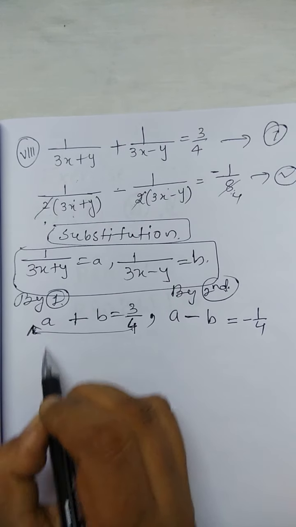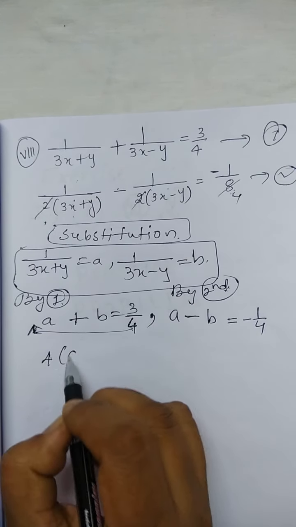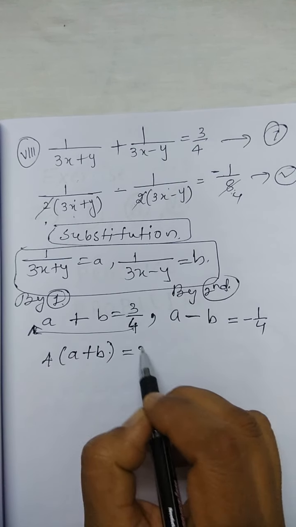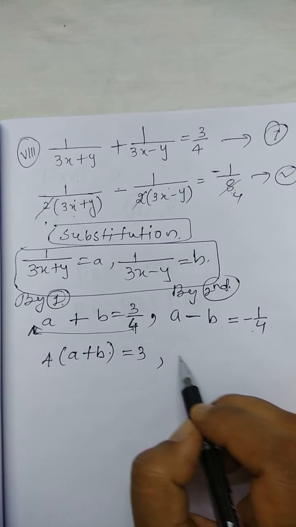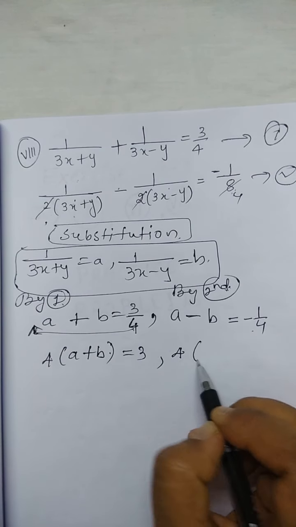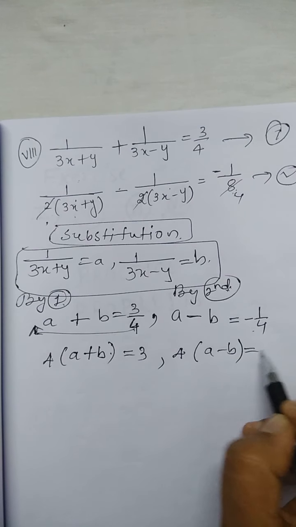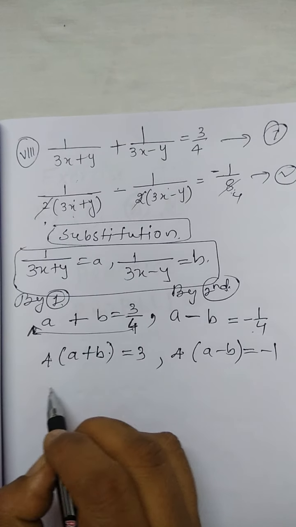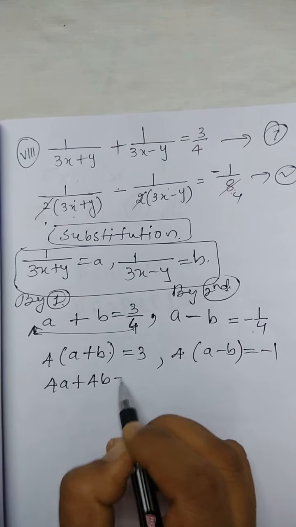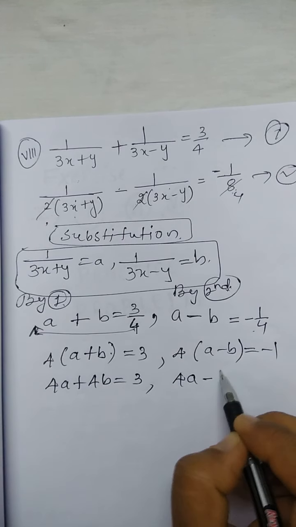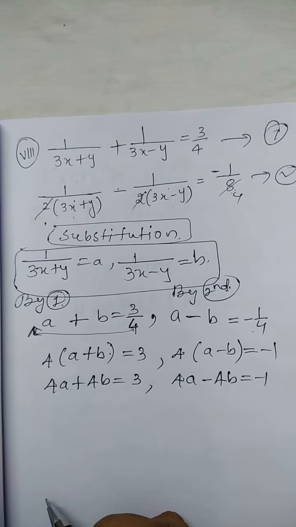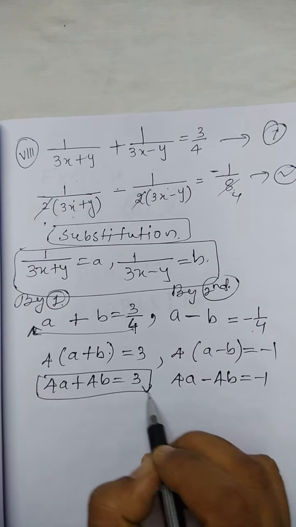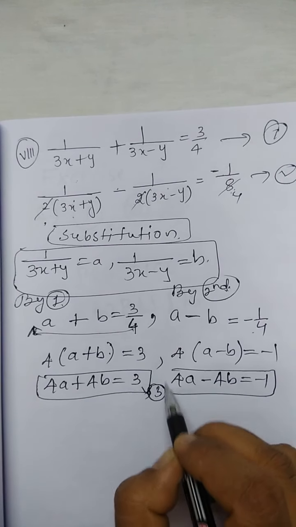Here, 4 into a plus b is equal to 3. And here also 4 into a minus b is equal to minus 1. Now, 4a plus 4b equals 3 and 4a minus 4b equals minus 1. Now what to do? Give this equation number 3 and this equation number 4.